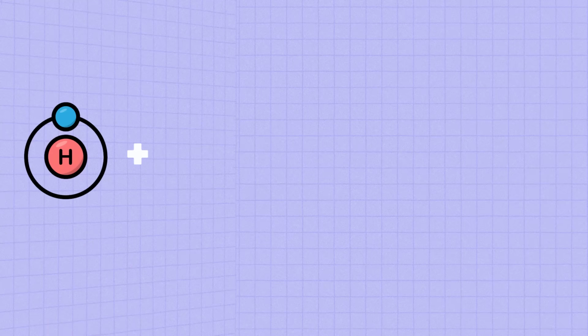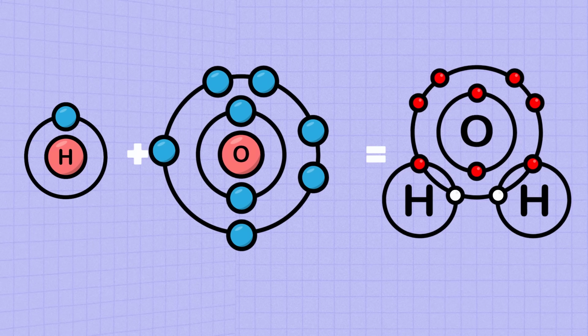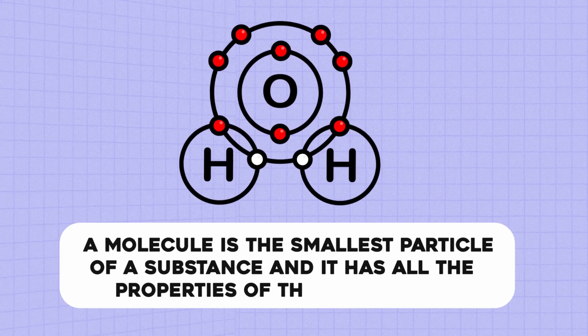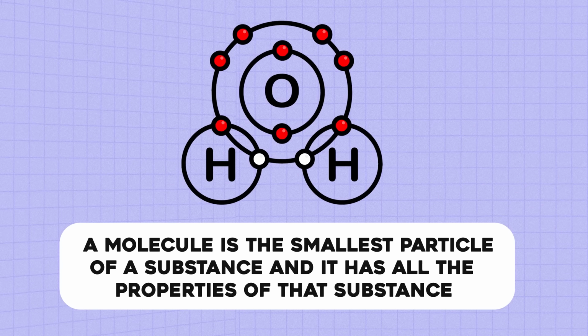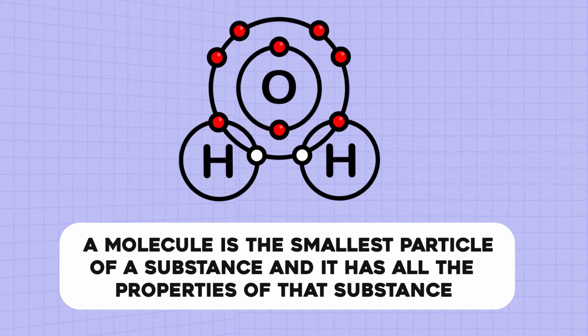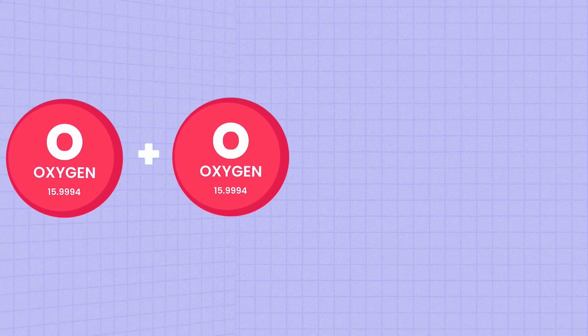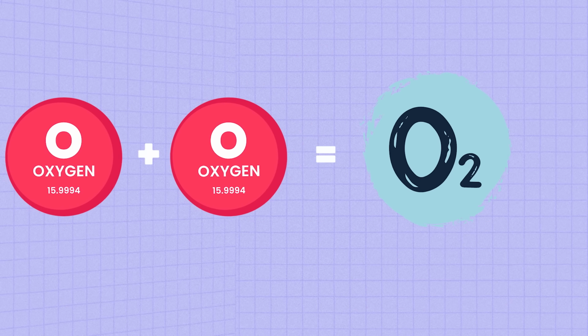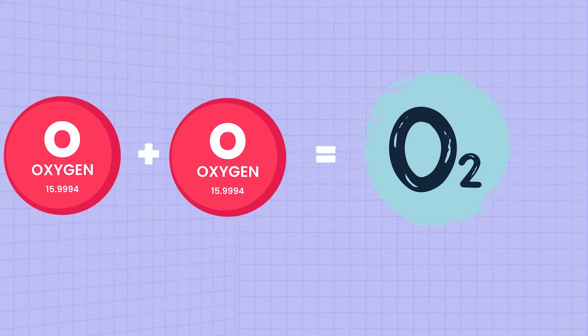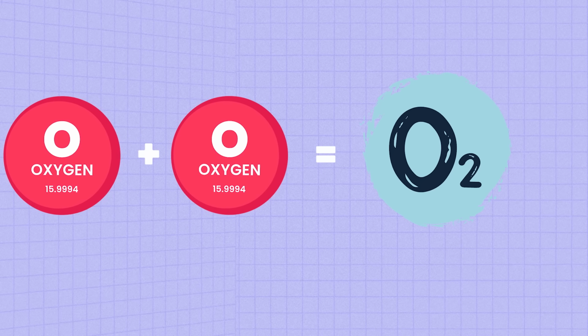Part 4. Molecules and atomicity. When atoms join together, they form molecules. A molecule is the smallest particle of a substance, and it has all the properties of that substance. For example, 2 oxygen atoms can join together to form an oxygen molecule, O2, that we breathe.